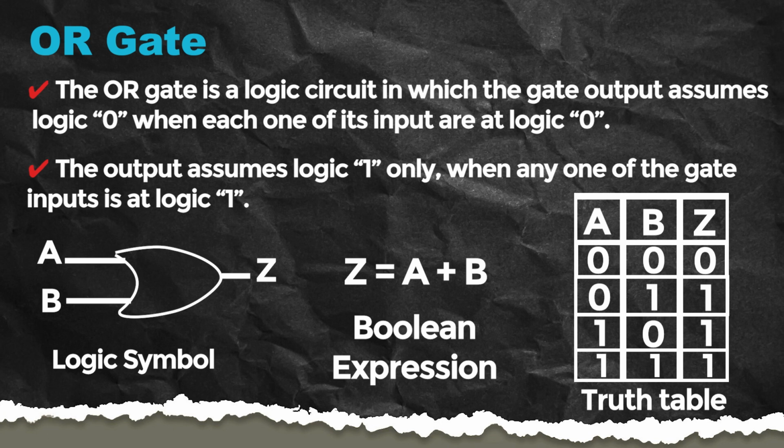We can see that 0 plus 0 is 0, the output Z is 0. 0 plus 1, the output Z is equal to 1. 1 plus 0 equals 1, the output is 1. And when both the inputs are logic high, 1 plus 1, again the output is 1. So we can see that when both the inputs are at logic low, the output remains logic low.